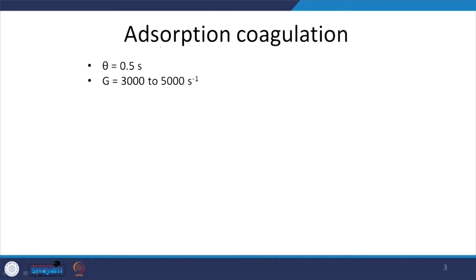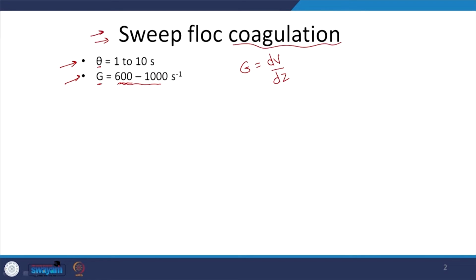So now you can compare that with respect to the adsorption coagulation, where charge neutralization and maybe initial interparticle bridging is of greater relevance, or charge neutralization primarily. So here we see that the theta is much lesser. In the earlier case it was 1 to 10 seconds, and G is also much higher. Earlier case it was 600 to 1000, here it's 3000 to 5000. So much more intense mixing and relatively lesser time, let's say, right. But in general we are concerned with G theta. It's not that this is a same value, even though G theta for this adsorption coagulation might be comparable to the sweep flock coagulation.